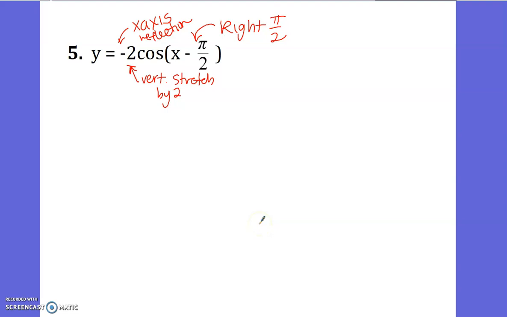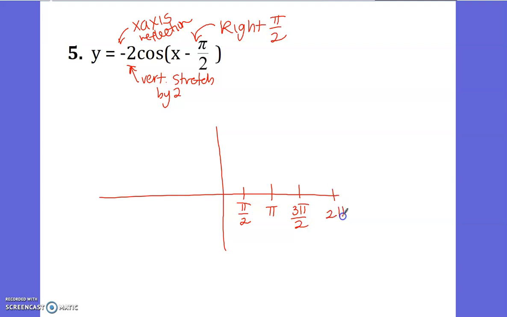Okay, so let's look at what the parent function for cosine looks like. So originally we were labeled by these values. Okay, and then our original points, cosine started right here, here, down here, here, and here. So let's take these points and apply these transformations, and then we'll fill in the rest. Okay, so remember we stretch and reflect first, and then we shift.